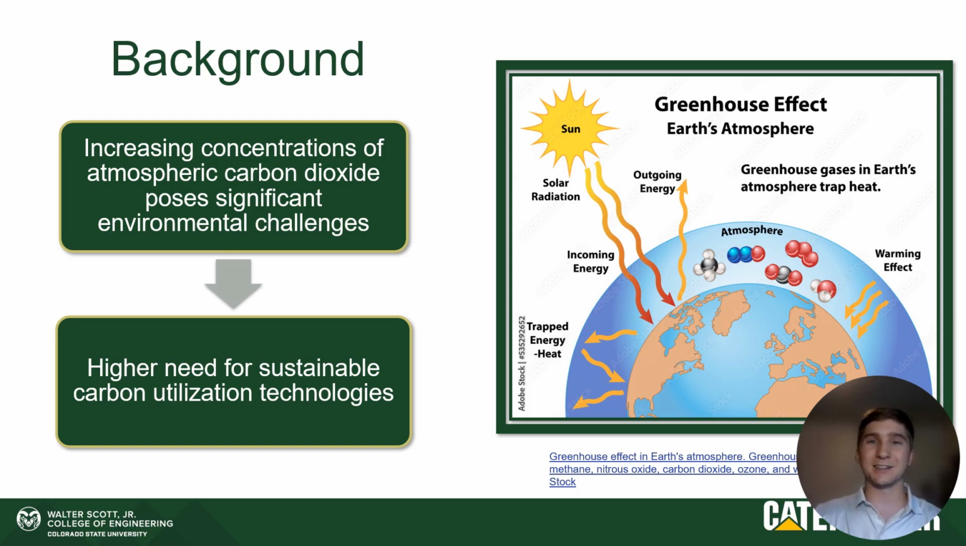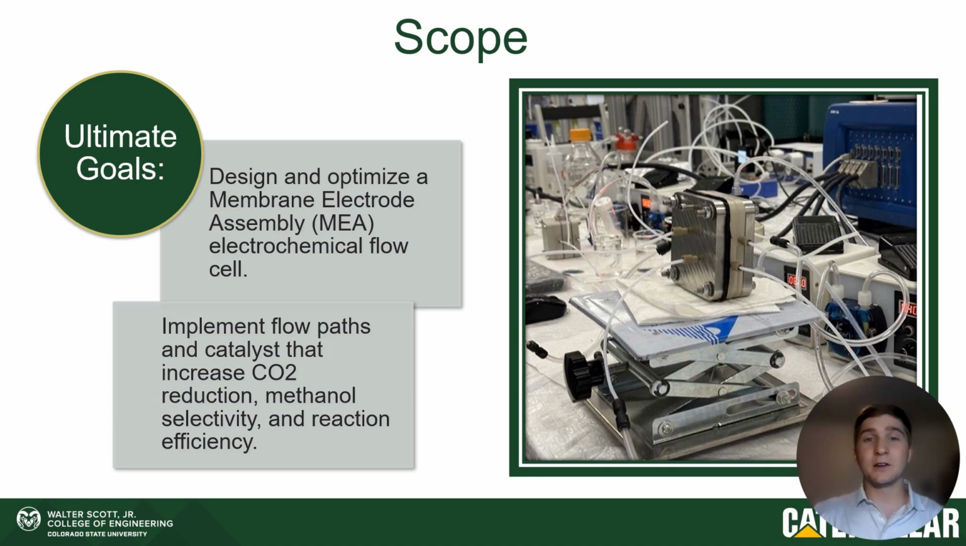to address this issue. Specifically, we aim to design and optimize a membrane electrode assembly electrochemical flow cell. Our goal was to implement flow paths and catalysts that enhance carbon dioxide reduction, improve methanol selectivity, and maximize overall reaction efficiency. With these objectives in mind, the team got to work.